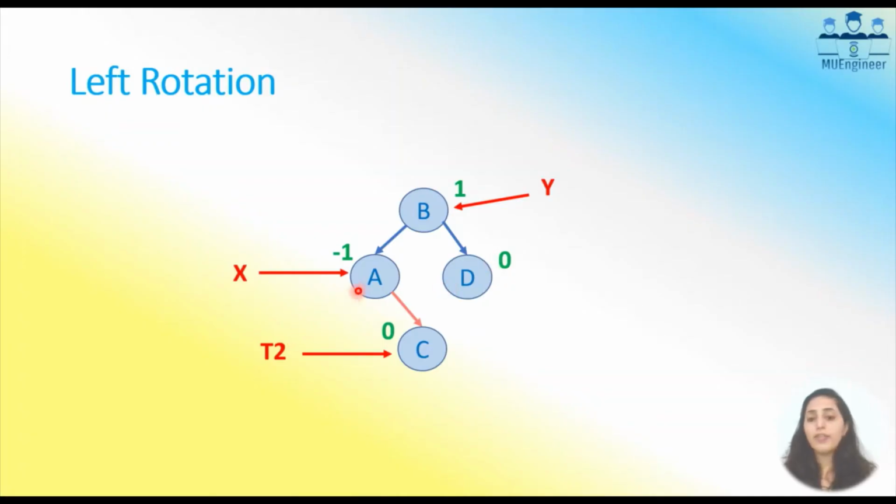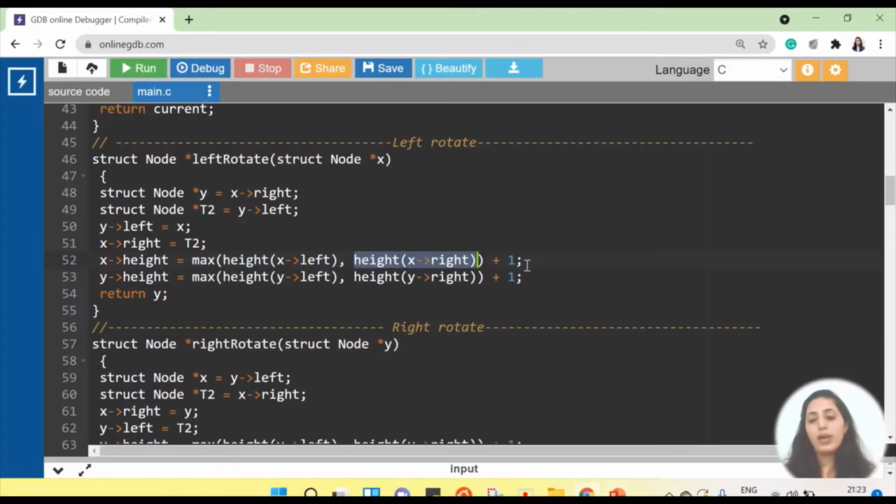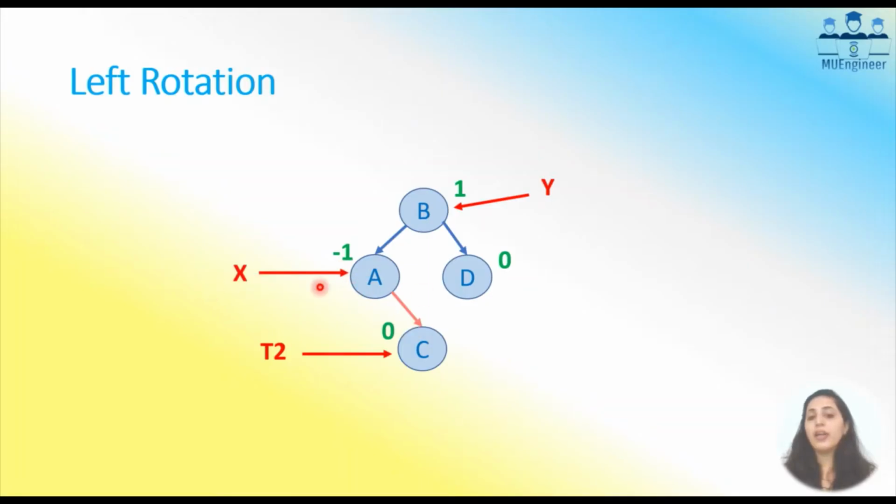So the height of X is the maximum of the height of X's left node and X's right node. In X's left there is nothing, but on the right I have one node. That means the maximum height is 1, from 0 and 1, plus 1, because I am adding the height for the X node, which is one level up. Okay, so 0 plus 1, so that means height of X will be 2.